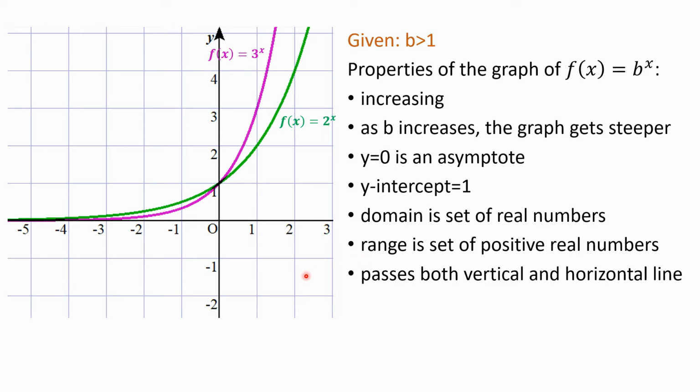It also passes both vertical and horizontal line tests. So when you draw any vertical line on any part of it, it will intersect each of these graphs, of course, at one point only. And if you draw a horizontal line on any part of the graph, it will touch the graph at one point only.